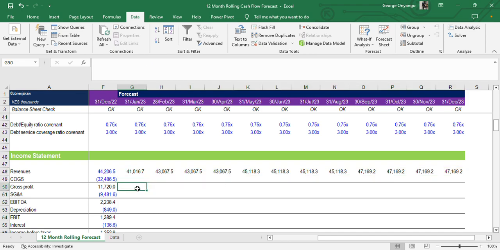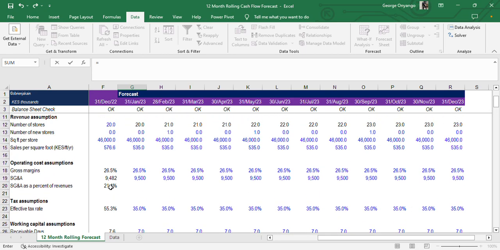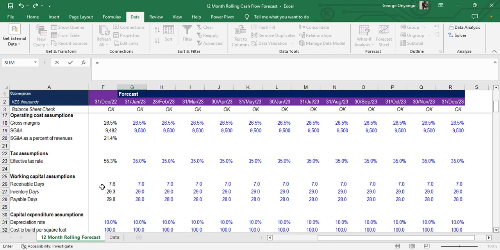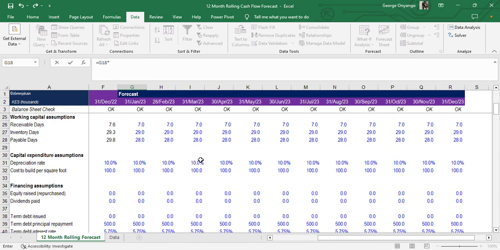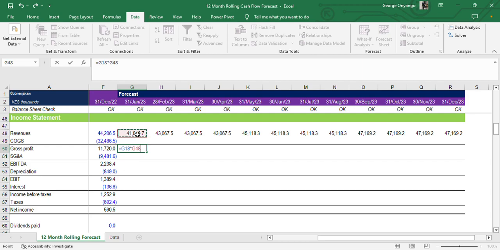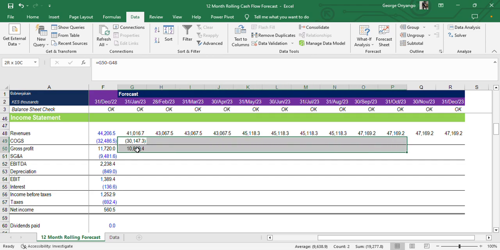Then, to get the gross profit, we're just going to use our gross margins, which we calculated earlier up here. The gross margin is here. So we're going to multiply that by revenue. Then also, to get the cost of goods sold, it is going to be the difference between gross profit and revenue. Then we can just fill this right to get those values.